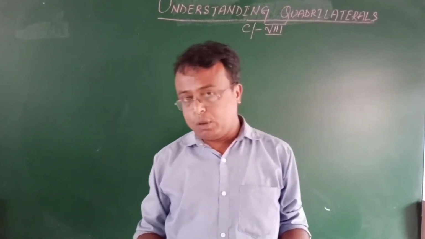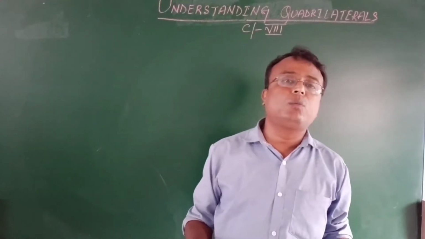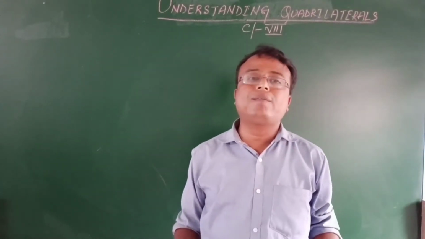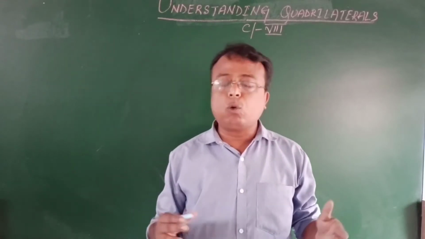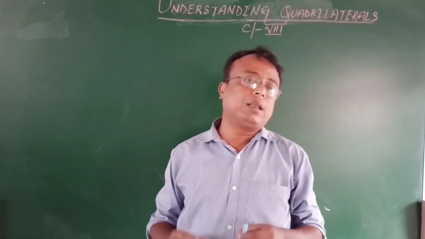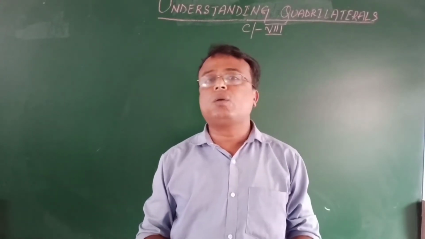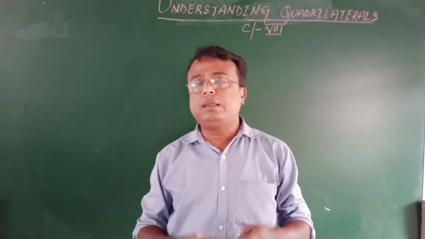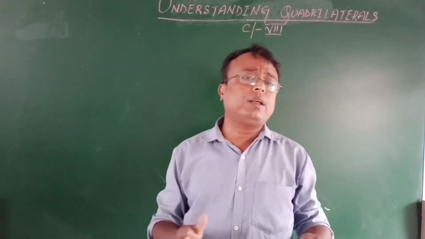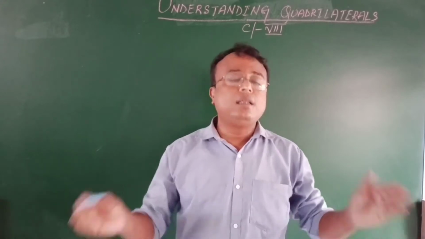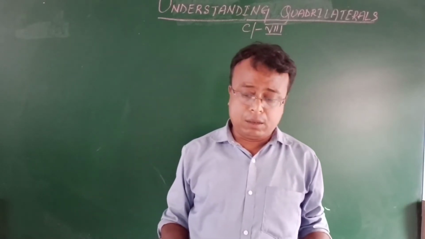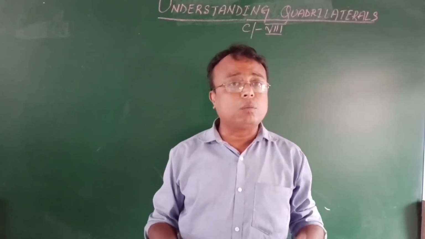Polygon, you already know, in the last class I told you polygon means a closed curve made up of line segments. Then we discussed convex polygon and concave polygon. Convex polygon means if all the diagonals of a polygon lie inside the polygon, then it is called a convex polygon. If all the diagonals of a polygon do not lie inside the polygon, then it is called a concave polygon. And at class 8 level we will discuss convex polygon only.